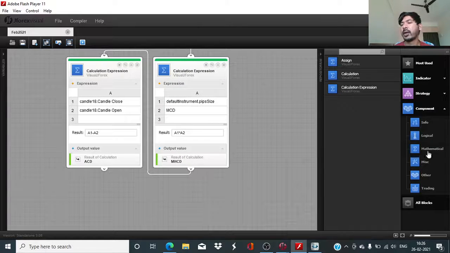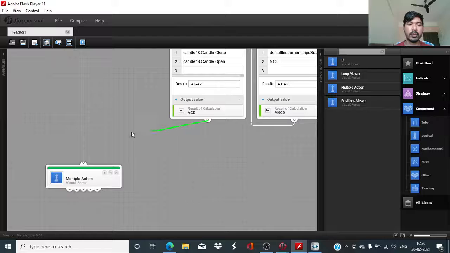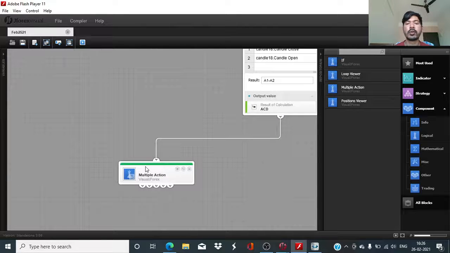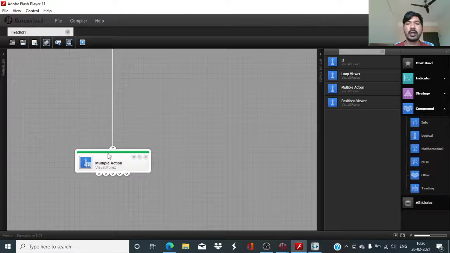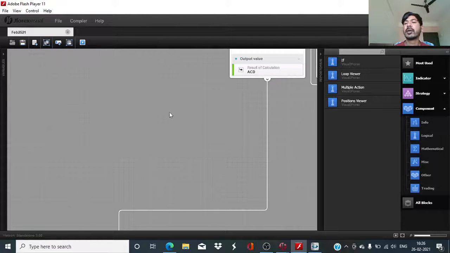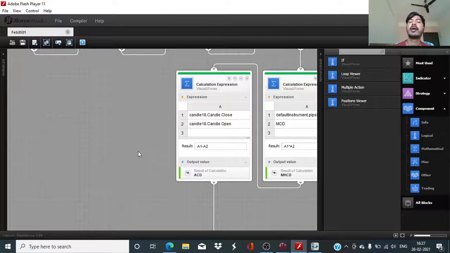And now we bring in the logical component multiple action. For the time being, I will be joining it here so that the trade flow goes through, and we will leave out some space just in case required to add further blocks as and when we will be defining the sell side.